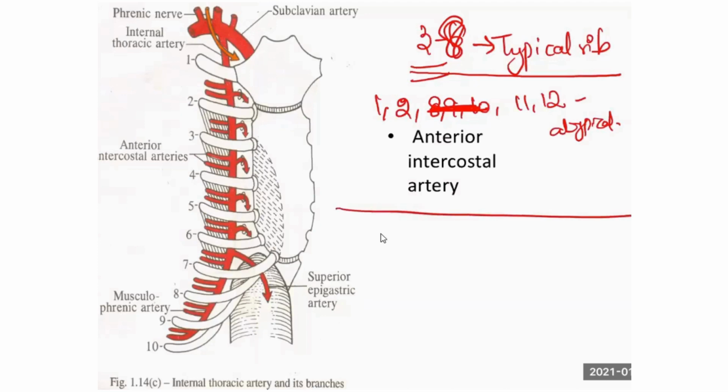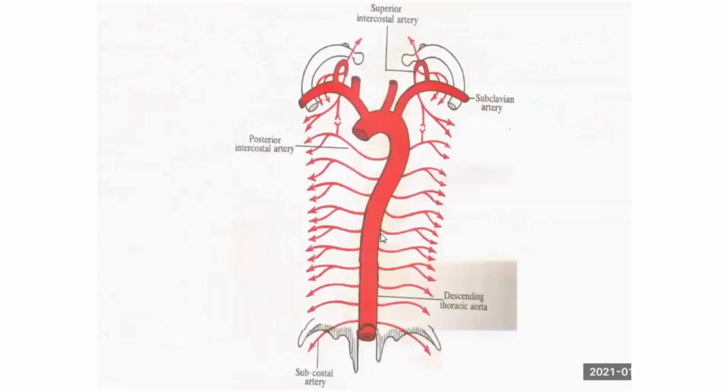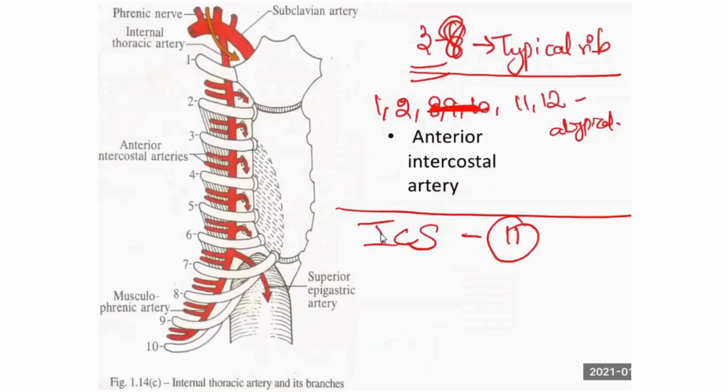I said intercostal space. Am I right? Between two ribs, you have to calculate. Totally, there are 11 intercostal spaces. Why so? I'll tell. You remember this alone: how many intercostal spaces? 11.